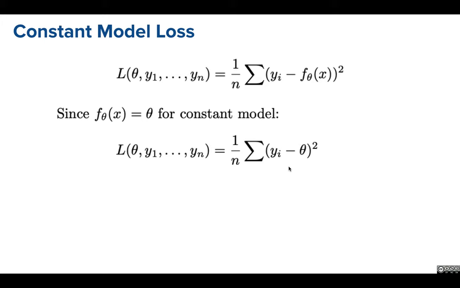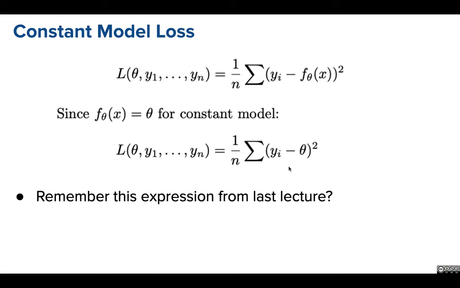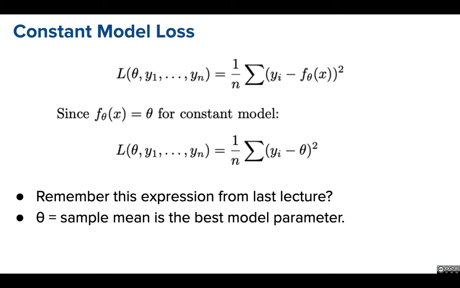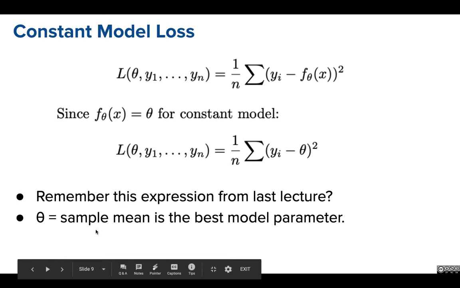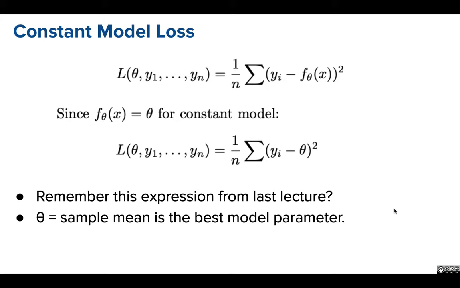But you'll notice here that this looks exactly the same as the expression for loss that we had from last lecture. So it's the exact same expression as when we were trying to estimate the mean of a population, right? And since we worked through the calculus last lecture to take the derivative and set it equal to 0, we happen to know here that theta equal to the sample mean is the best model parameter. Which essentially means if you want our model to predict values that are close to most points in our data set, one good choice is the sample mean.